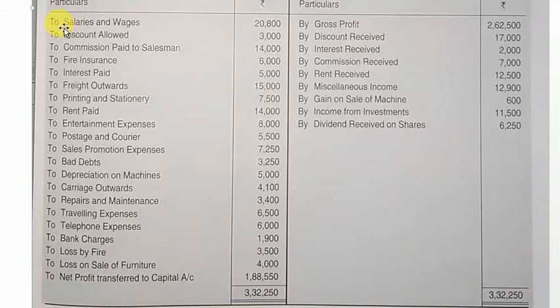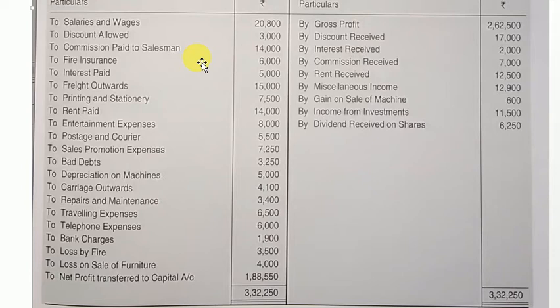So here, salaries and wages, that is 20,800, are being recorded as an expense. Discount allowed is also being recorded as an expense. Commission paid to salesmen, as I have already discussed, is an expense, and it will be recorded in the debit side of the profit and loss account.